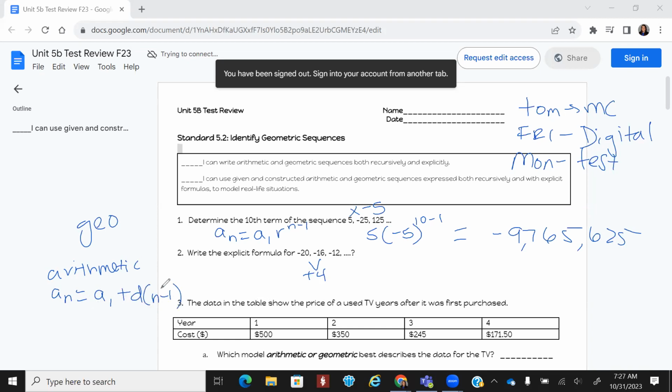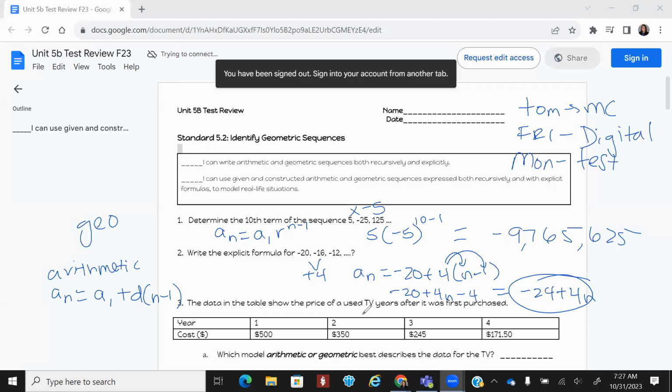Okay, so what is our first term? What was our first term? -20. Okay, and our common difference was 4. And then we have n minus 1. Now, many times it's going to ask you to simplify this. So we can distribute, and that's going to give me -20 plus 4n minus 4. And if we simplify that, that's going to give us -24 plus 4n.